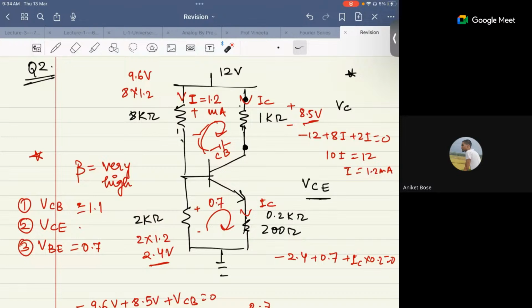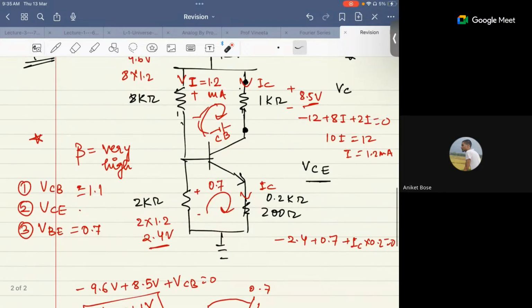Sir, one other way, because there is no base current, we could have also used the voltage divider. Yes, you can use the voltage divider also. Out of 12, how much is going to the 2? That also you can use, because you need the potential here. If you had calculated like that, you know the potential here, so there is no need of calculating current.